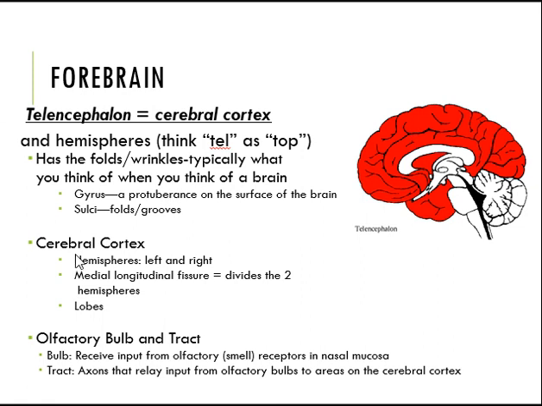And then in addition to the cerebral cortex, we also have the olfactory bulb and tract in the telencephalon. The bulb receives input from olfactory or smell receptors in the nasal mucosa, and the tract has axons that relay input from the olfactory bulb to areas in the cerebral cortex. So it goes olfactory bulb to olfactory tract, which then will go to the olfactory cortex in the frontal lobe.